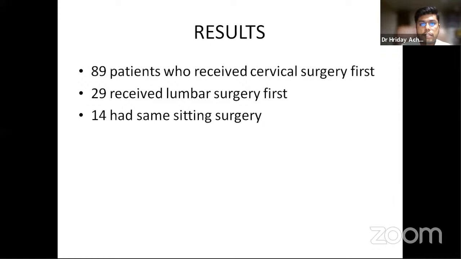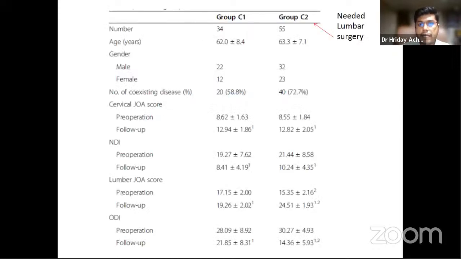There were 89 patients who fell into group C, where cervical was operated first, 29 into group L, where lumbar was operated first, and 14 where they were operated in the same sitting. Of the 89 patients, the C1 group included all those patients who needed only cervical, and the C2 group included those patients who needed a concomitant lumbar surgery.